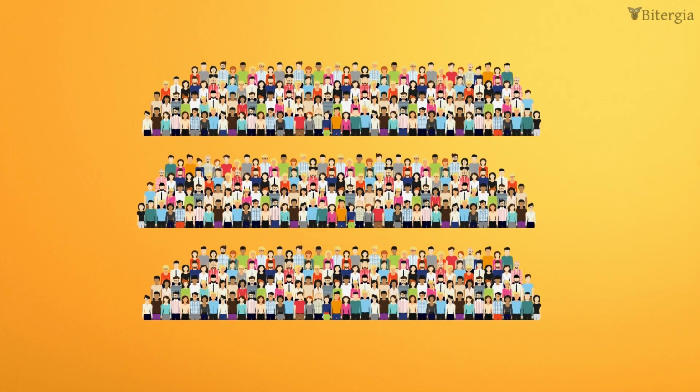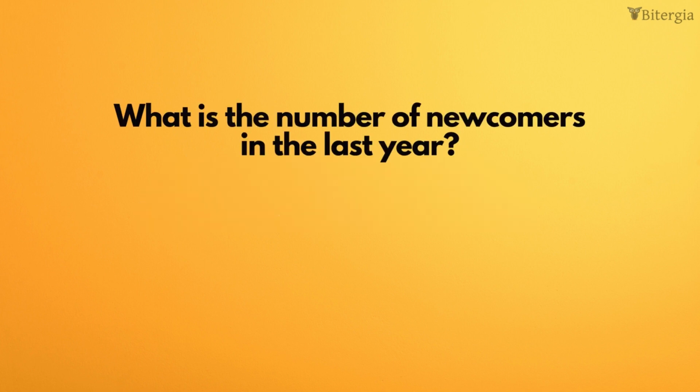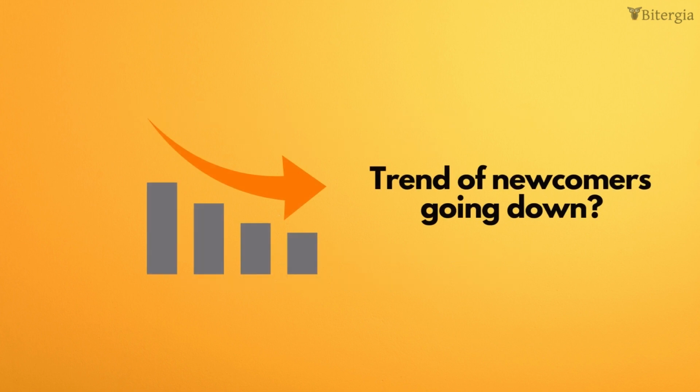When talking about community members, we often see data about the total number of contributors without paying attention to the ones that are currently active. In case you want to understand the dynamics of your community, you must be able to answer questions like: what's the number of newcomers in the last year? Are you having more new people coding or submitting issues or pull requests? Is the trend of newcomers going down?